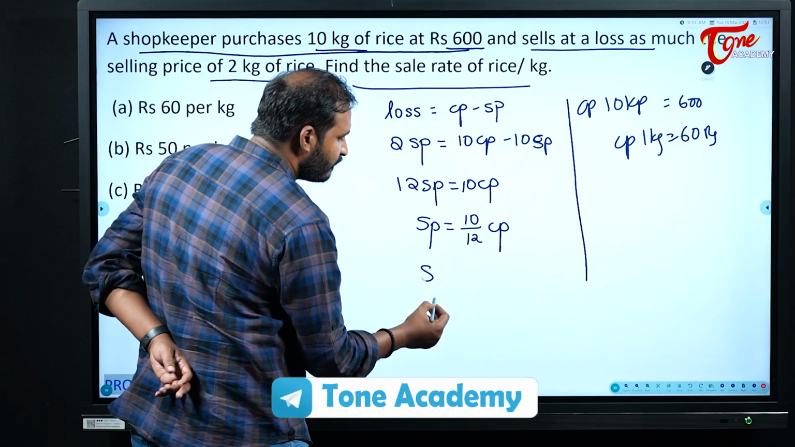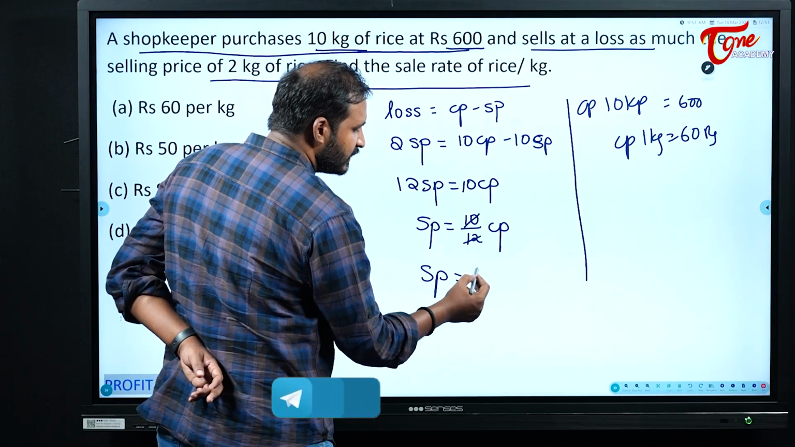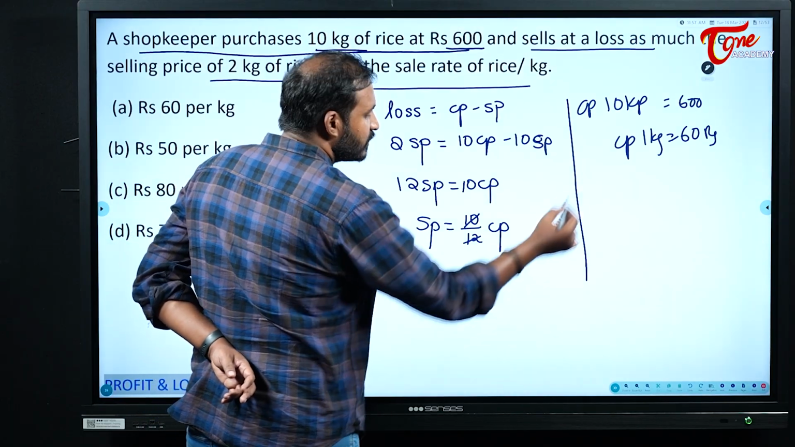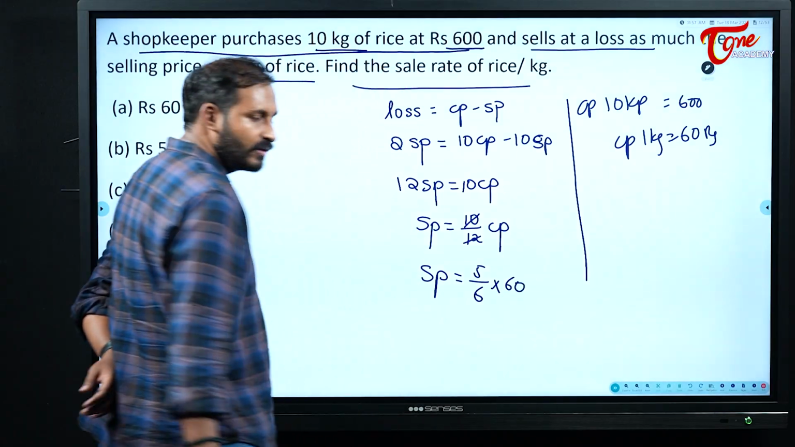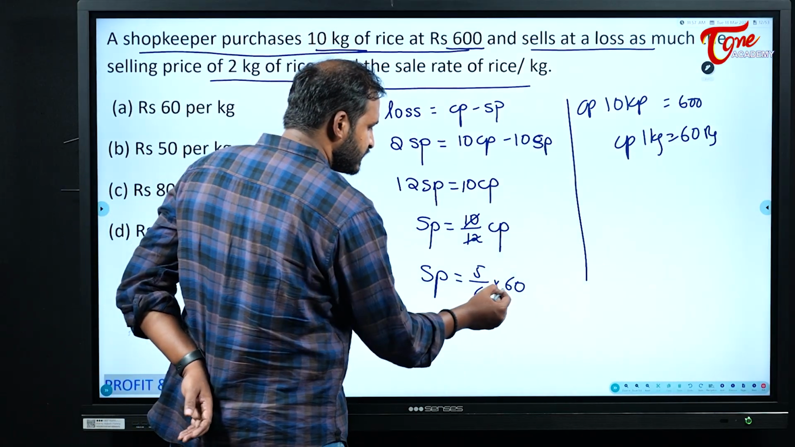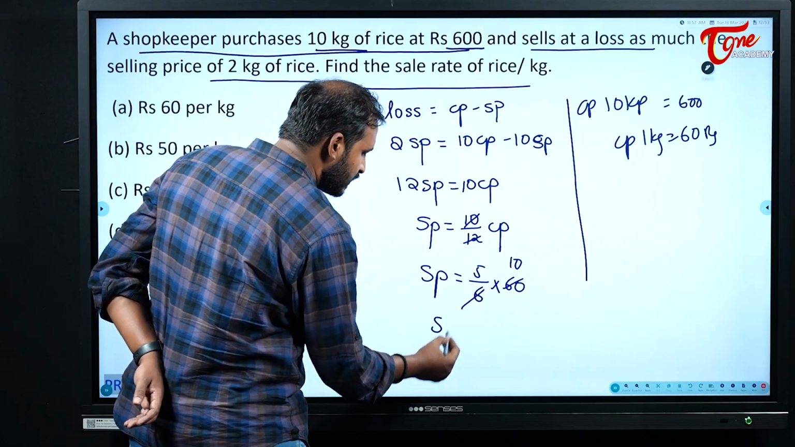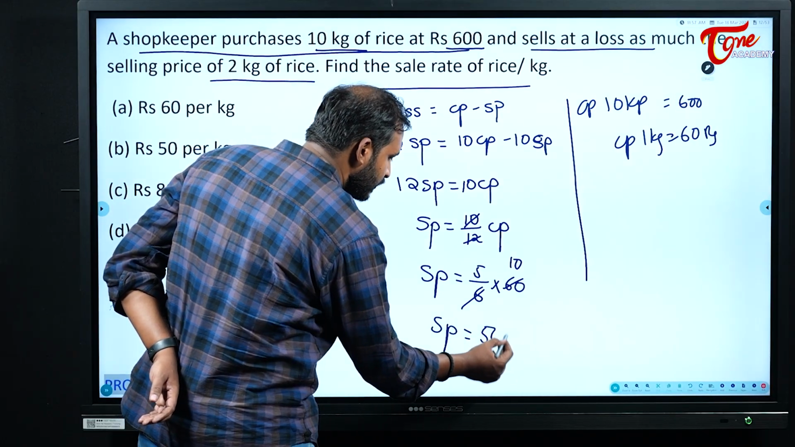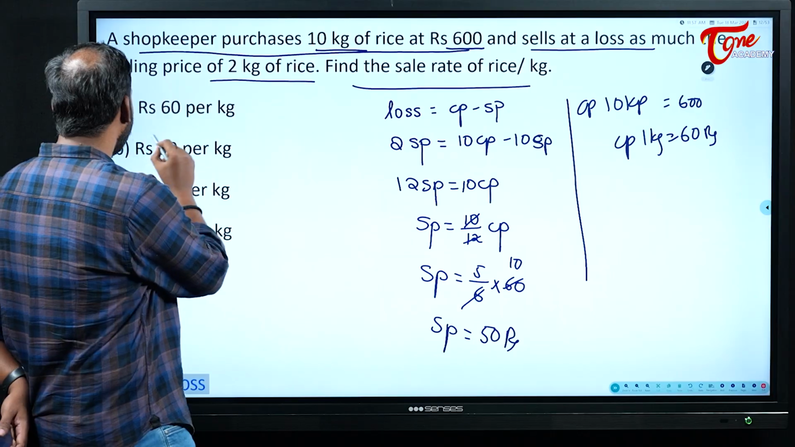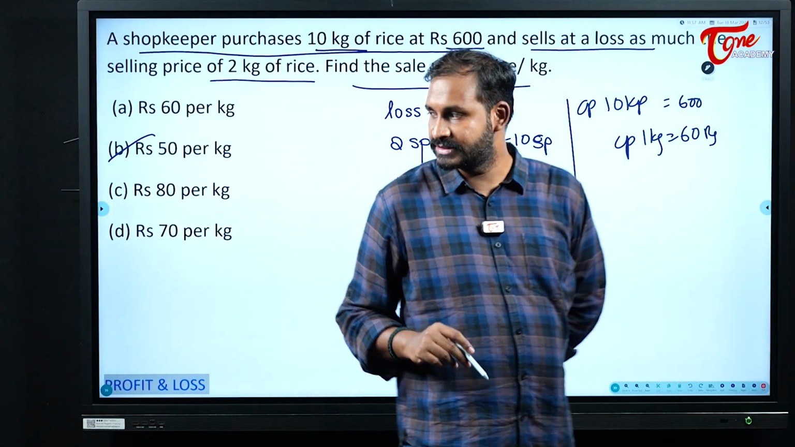So what is the sale price of 1 kg? You will get 10 by 12, which further I can write as 5 by 6, into the cost price here, 60. So 6 ones are 6, 6 tens are 60, 5 by 6 into 60. The selling price of 1 kg of rice is 50 rupees.